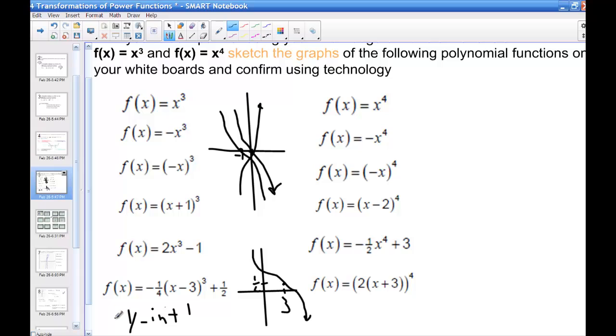I don't know where I am, but I have to sub in where x equals 0. What is my y? So x is 0, minus 3, negative 3 cubed, times negative 1/4, plus 1/2. This is where my y-intercept is going to be.